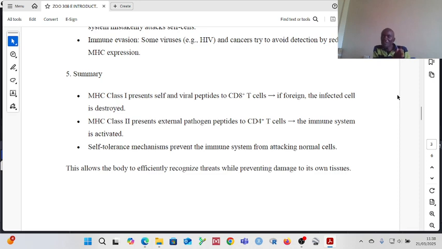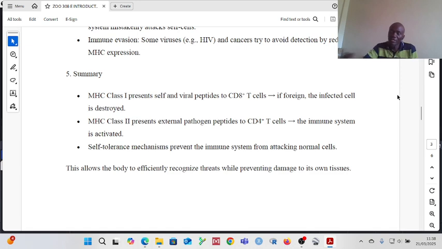So if they recognize threats, then you are able to neutralize them. But at the same time, they should be able to recognize what is self so that you prevent damage to your own body tissues. Okay? So that is how the major histocompatibility complex is able to differentiate between what is self and what is non-self.